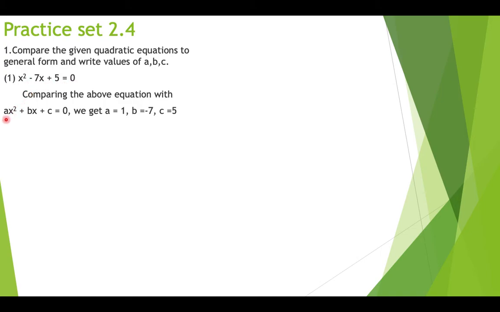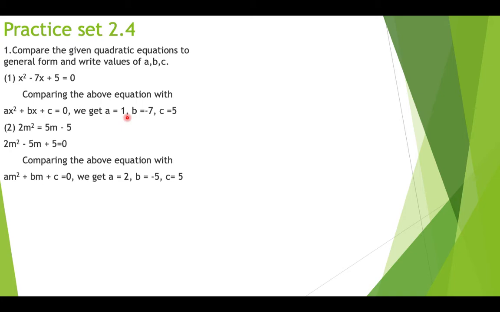That means we have the quadratic equation as ax square plus bx plus c is equal to 0. So comparing, we get a is equal to 1, b is equal to minus 7 and c is equal to plus 5. Similarly, for the second sum, we have to rearrange this problem. 2m square minus 5m, because from the left hand side it is going to the right hand side, and plus 5 goes to the left hand side, it becomes plus 5 is equal to 0.